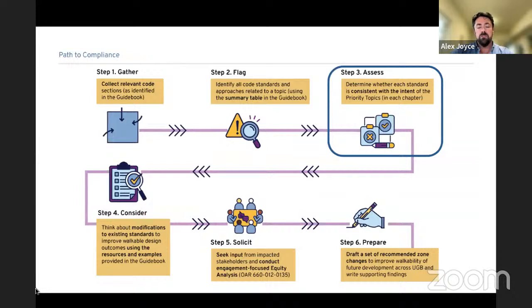So assess. You've gathered, you've flagged, you've isolated your focus to those standards. Now you're going to assess. You're going to determine which of those standards you have. Do you have the standard that helps you achieve walkability? Yes, no. And if you do, or if you want to edit into a particular zone to achieve walkability, you need to assess the intent of each of those standards and decide how you go about them.